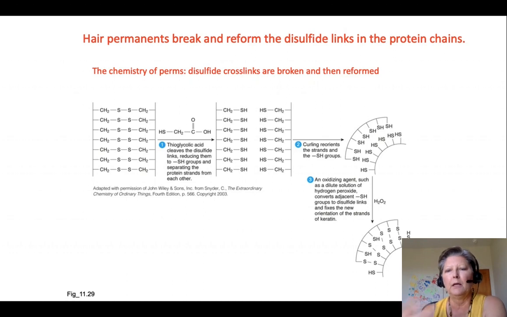But what I would like you to know is that the chemistry of perms is the breaking and reforming of those disulfide links. So you see on the left, if those two strands of hair, for example, the protein strands, are treated with this chemical thioglycolic acid, it would cleave those cross links, and then your hair is rolled or straightened depending on what it is you want to do to it, and then it's chemically treated again to reform them in the final shape that you're trying to go for.